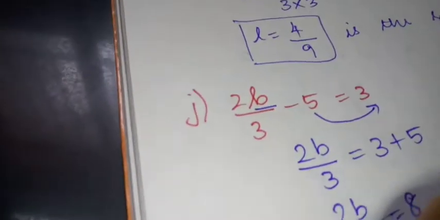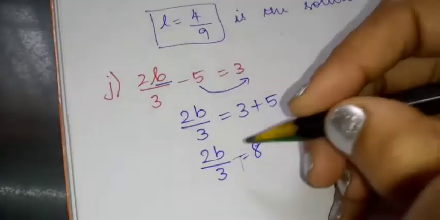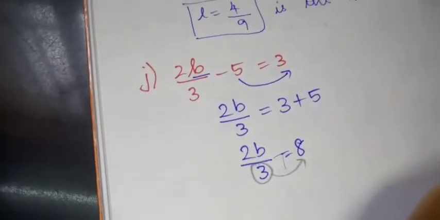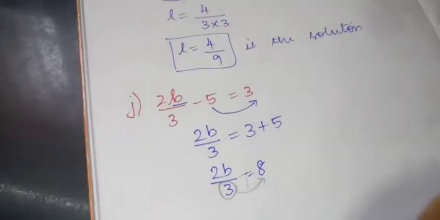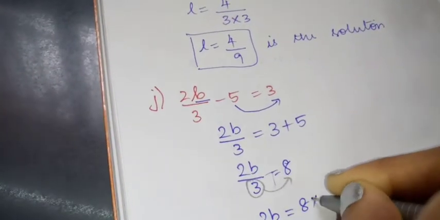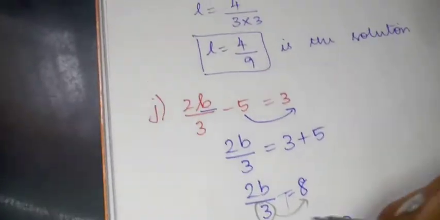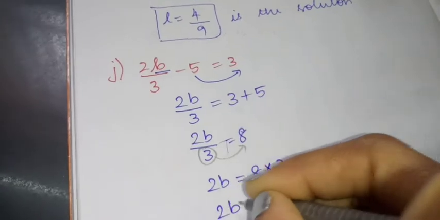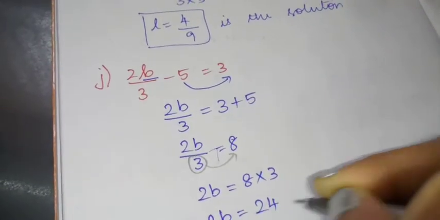Next, what am I going to do? I am going to shift this 3 alone first, towards the next side. So what will it become? It will become multiplication. 2b is equal to 8 into 3, because 3 is a division, going to that side it becomes multiplication. 2b is equal to 8 threes are 24.